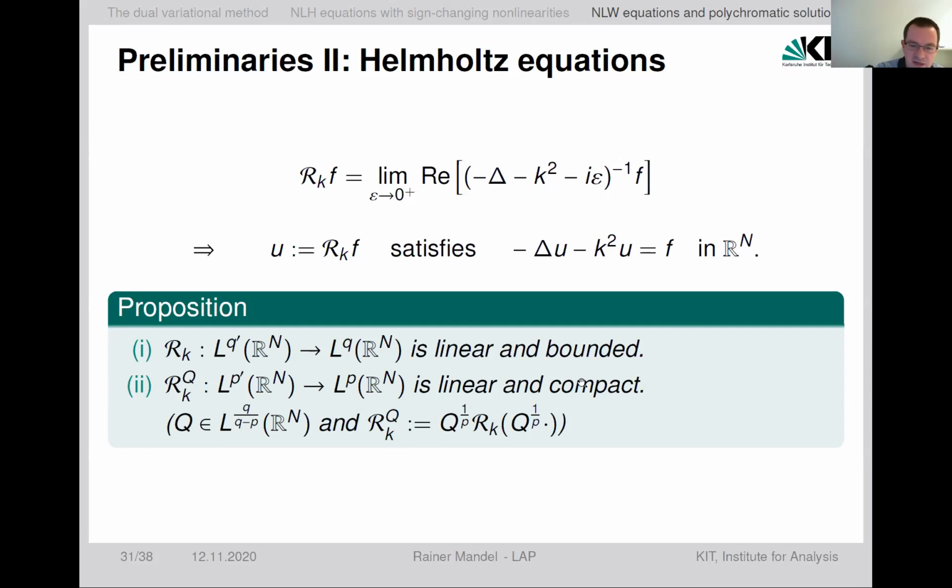So here the same tools, the same result by Ruiz, Sogge, and Koenig. So this is based on the same result as before.